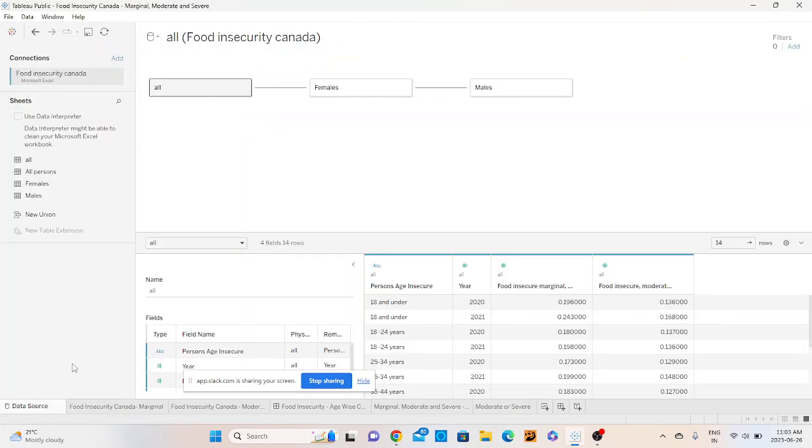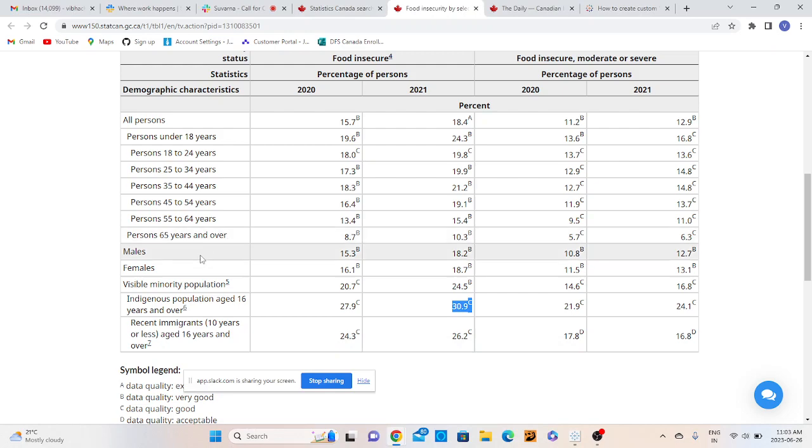Okay, so do you want me to also add indigenous and this? I also have added females and males. No, I think that's good. This female and this male is good too, right? Is this also good?